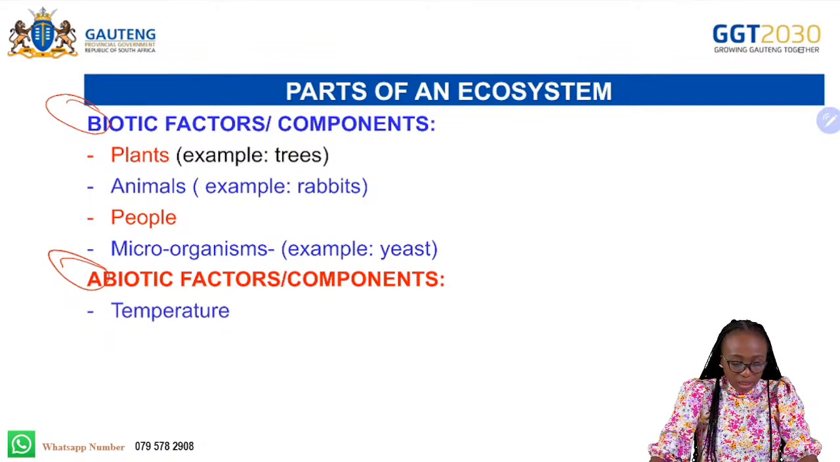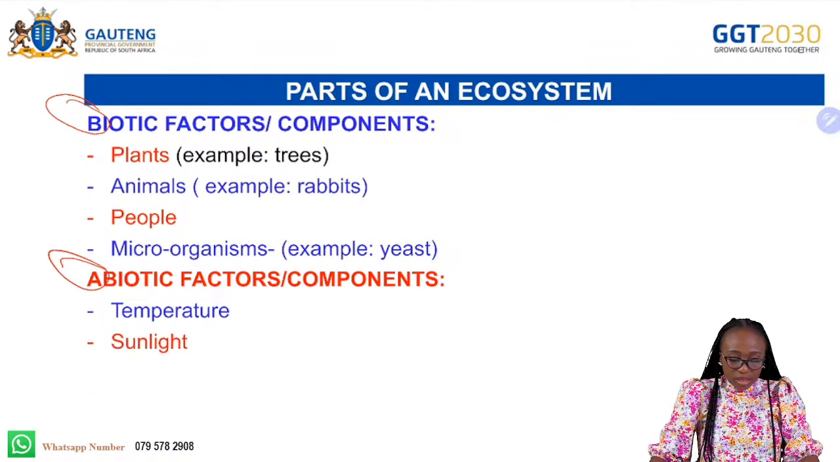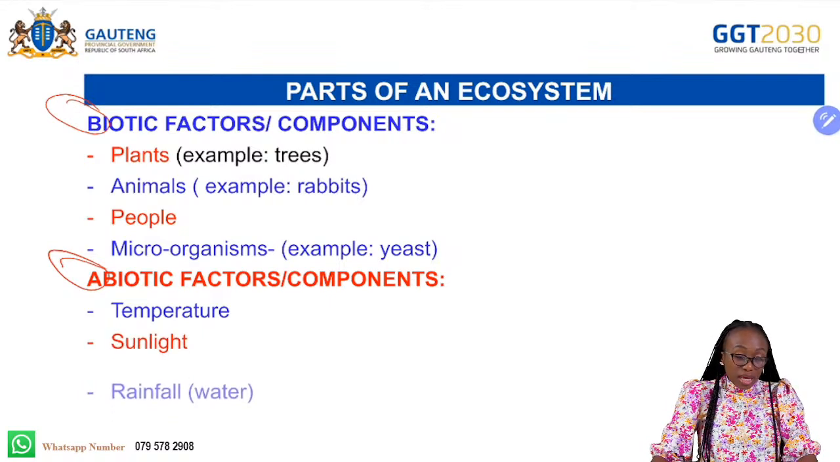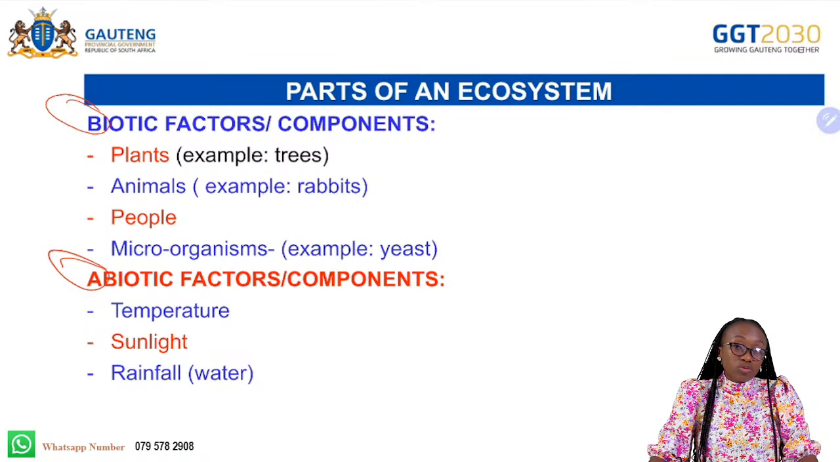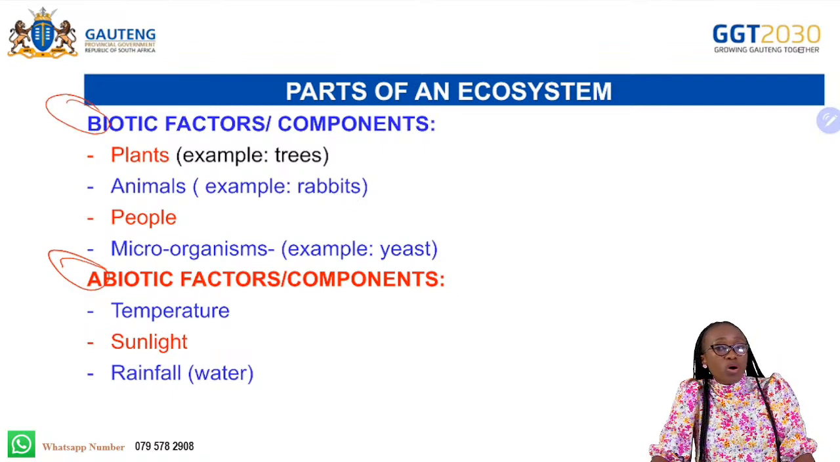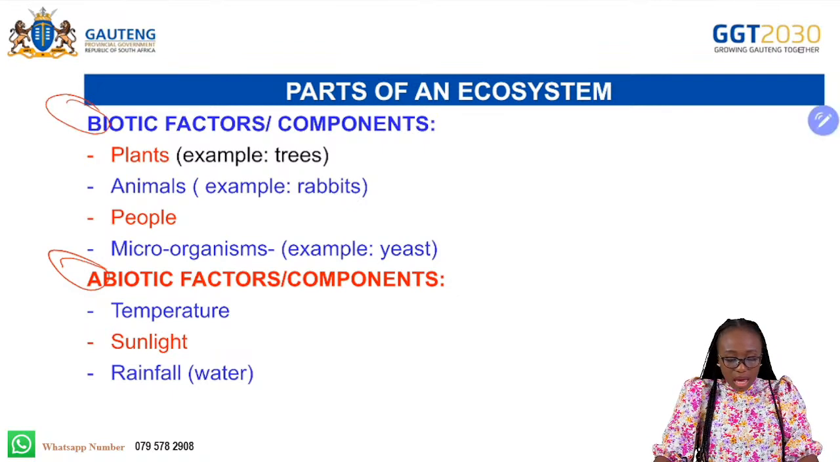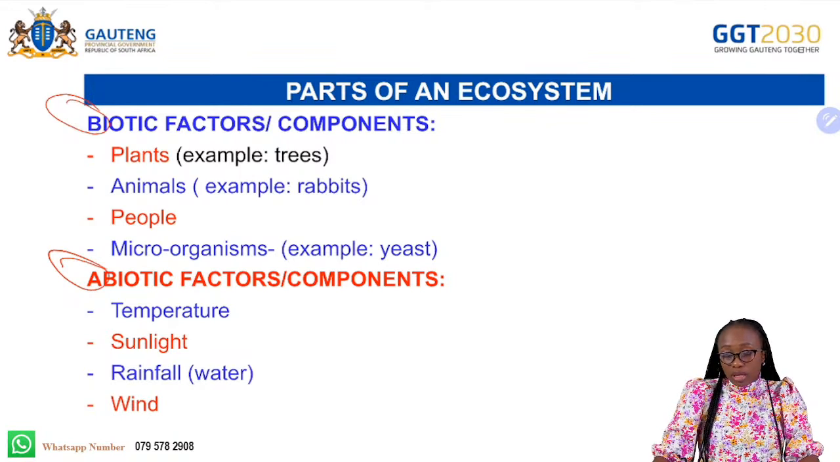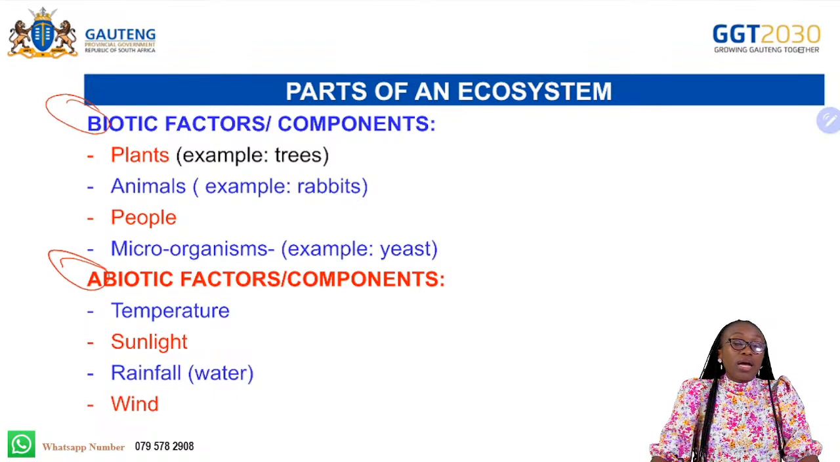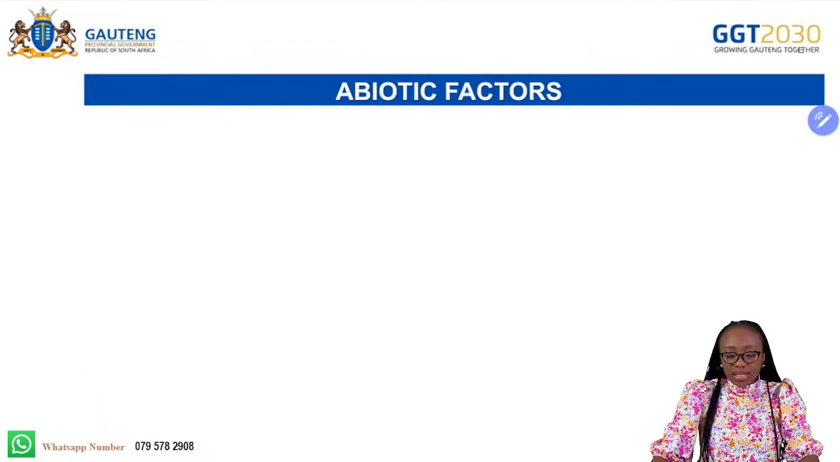One of them is temperature. Then sunlight. How much sunlight is there? Rainfall. This also covers water bodies: ponds, rivers, puddles. And then we've got wind. And lastly, soil. Now, let's describe the abiotic factors further.